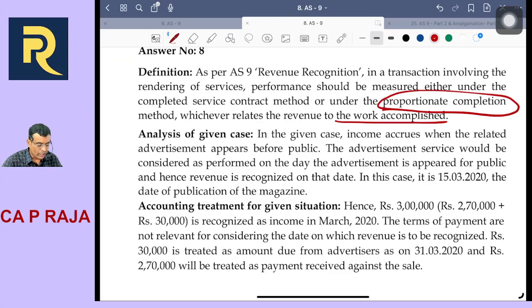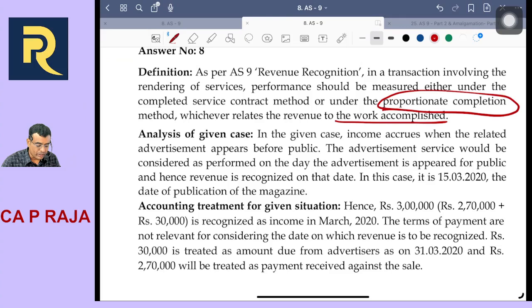Next, analysis of given case. So this is where you have to answer as I told you, 3 paragraphs. In the given case, income accrues when the related advertisement appears before the public. The advertisement service would be considered as performed on the day the advertisement appeared before the public. Hence, revenue is recognized on that date, in this case 15/3/2020, the date of publication of the magazine.